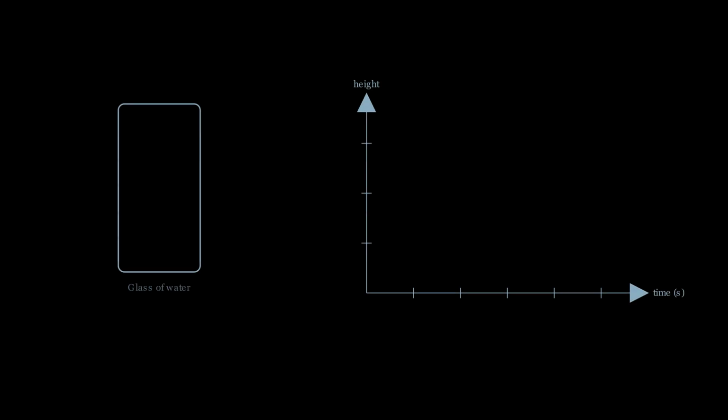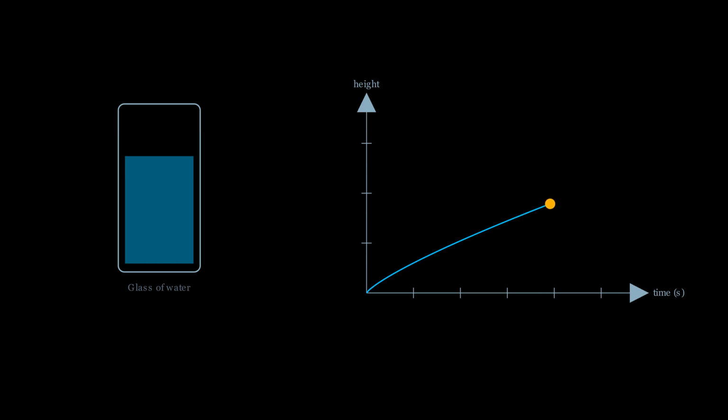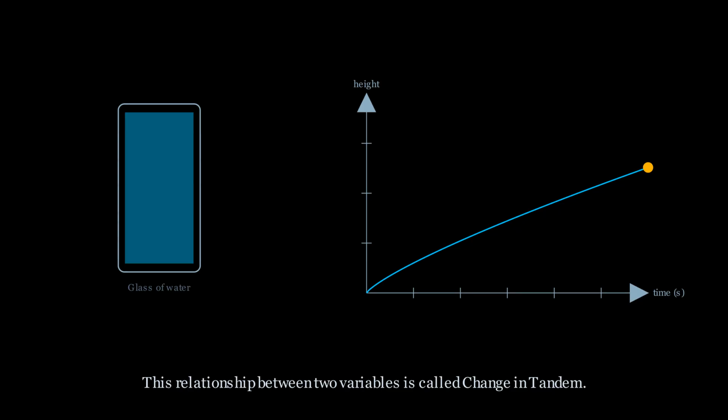Imagine slowly filling a glass of water. As time passes, the height of the water rises. Notice how these two quantities, time and height, change together, always in step with each other. This relationship between two variables is called change in tandem, the central idea of Unit 1.1.